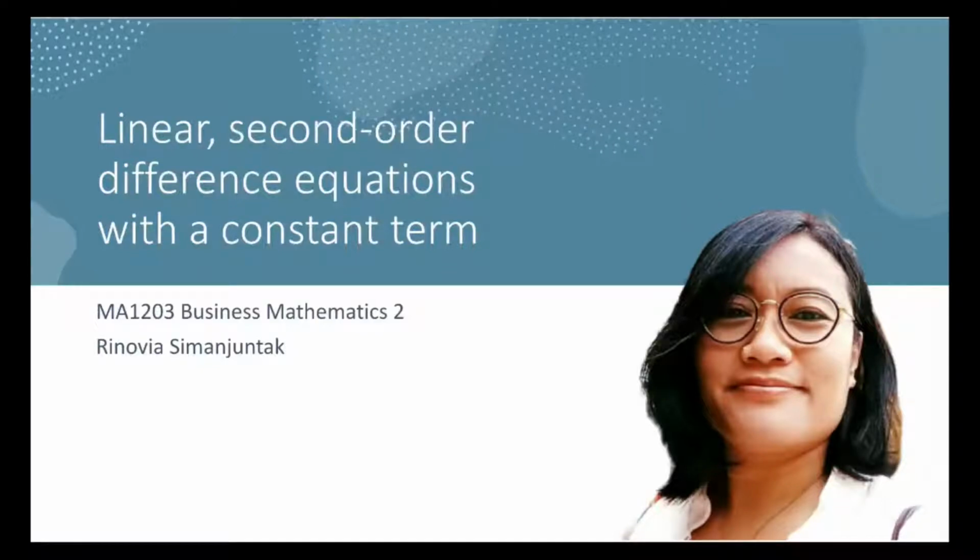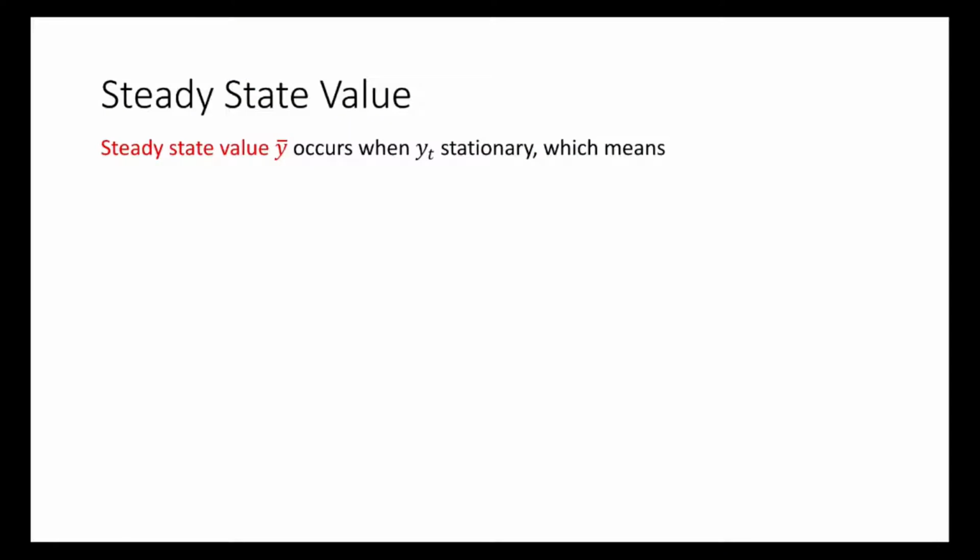Okay, welcome back to the second video of MA 1203 Business Mathematics 2, where we'll learn about linear second order difference equations. In this video we will learn about difference equations that have a constant term on the right hand side. In the first video we learned about the homogeneous equation, where the right hand side is 0. Now the right hand side is a constant term.